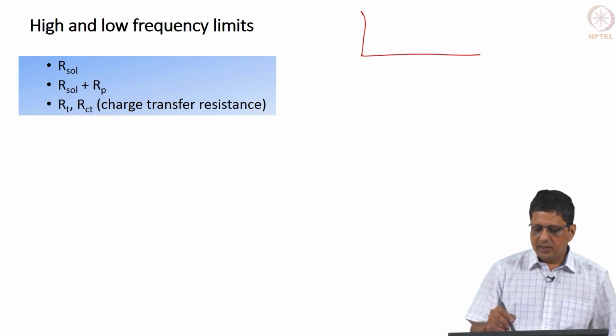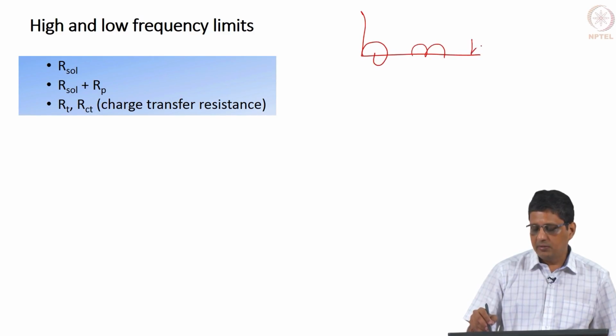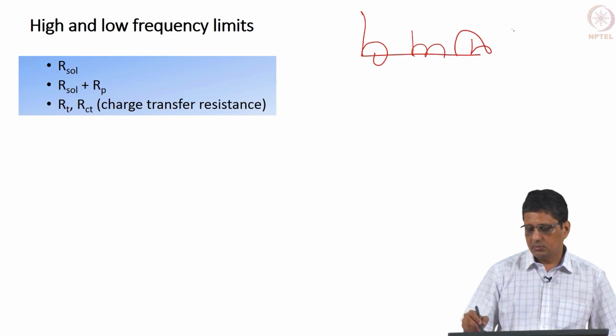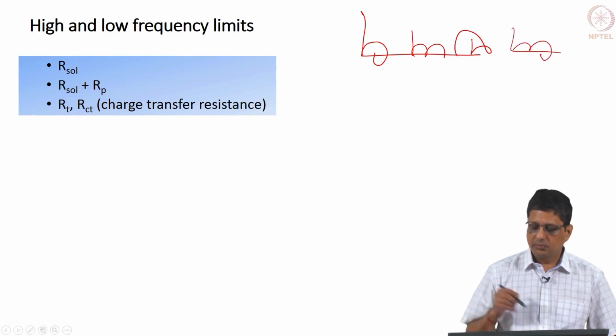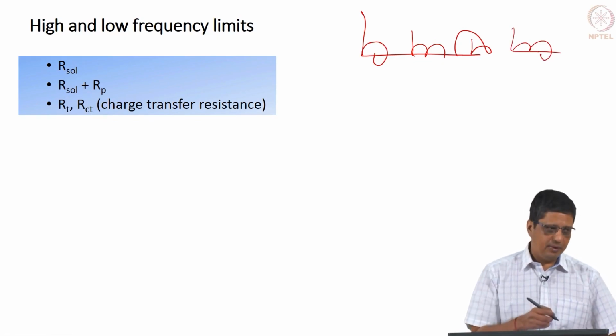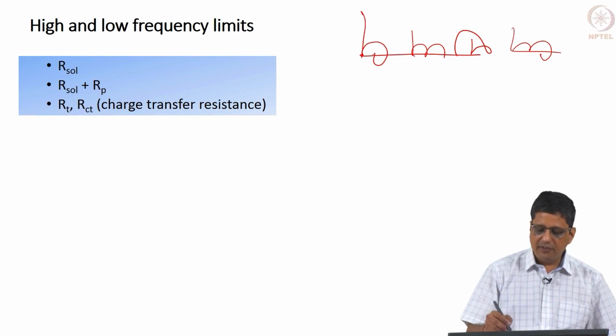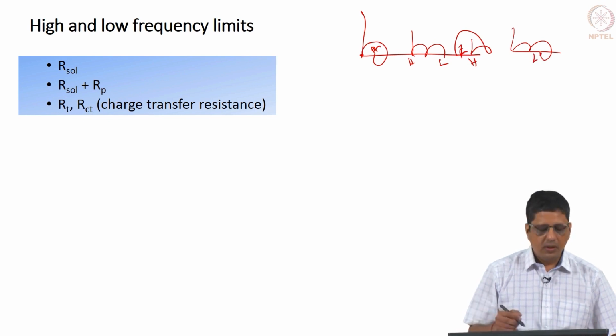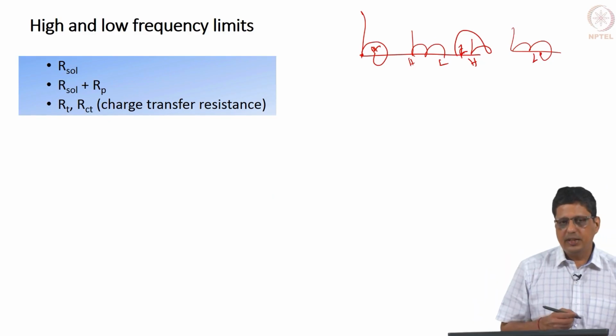If we take impedance spectra, we have seen some examples. We have seen something which looks like this, and this, and this. A variety of things. Now, this is going to be the high frequency and this is the low frequency. The starting point is high frequency, the ending point is the low frequency. The high frequency limit is usually the solution resistance.